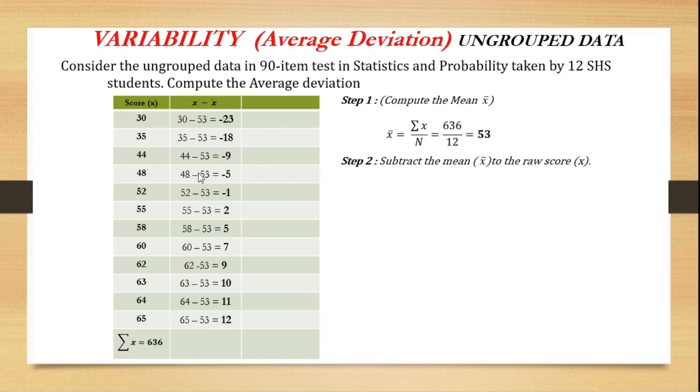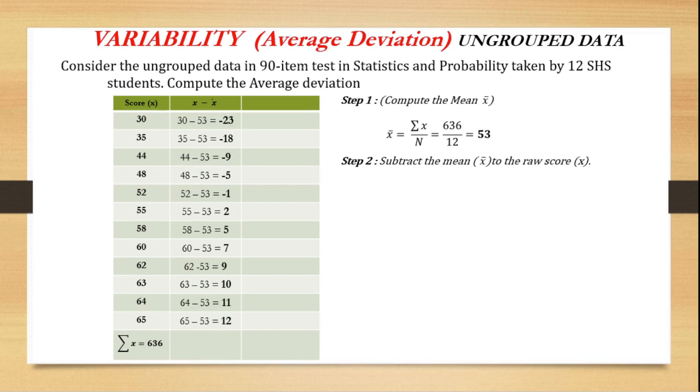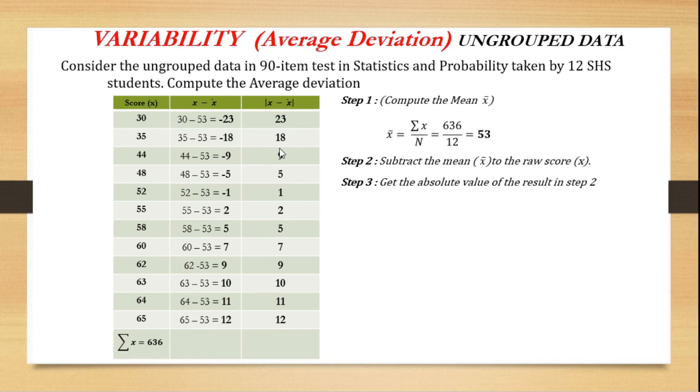After getting the column for x minus the mean, the third step is to get the absolute value of the results in step 2. As you have noticed in column 3, we are only getting the absolute values of the results in column 2. So if we have negative 23, negative 18, negative 19, negative 5, in the third column all values will become positive regardless of their sign, since we are getting the absolute value of column 2.